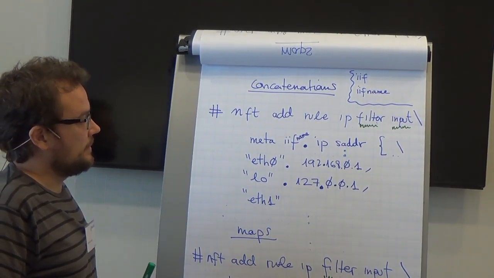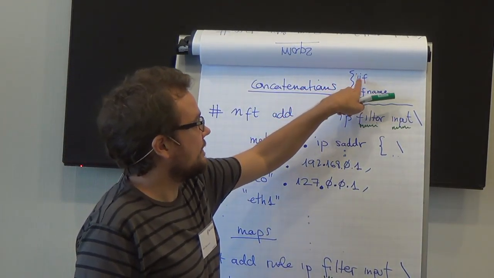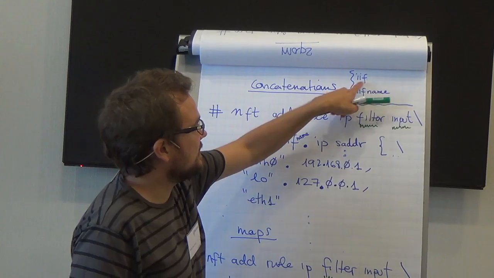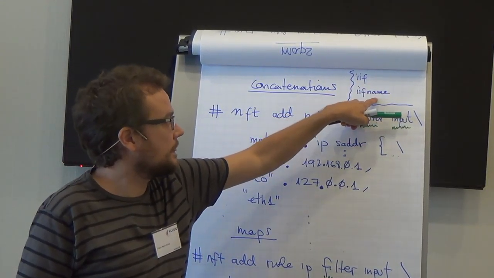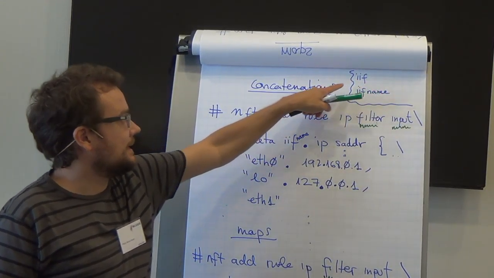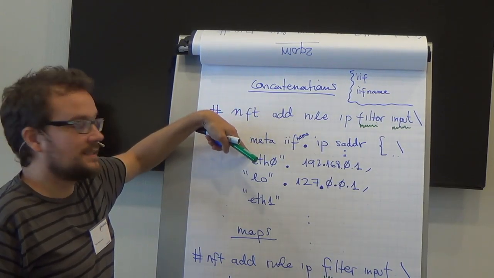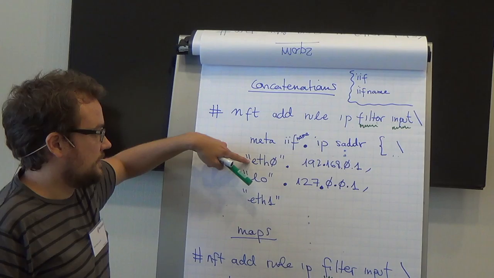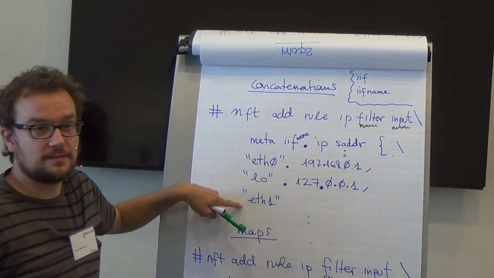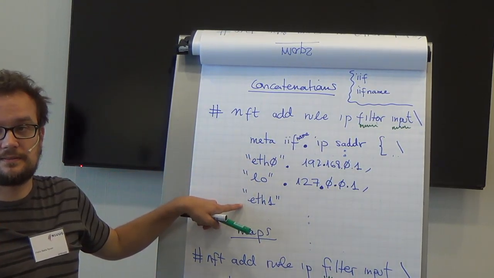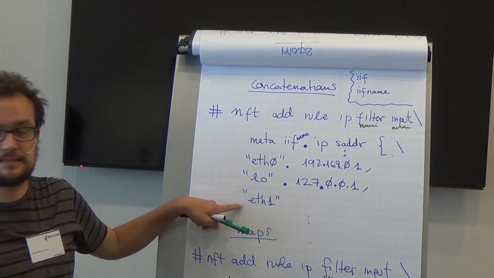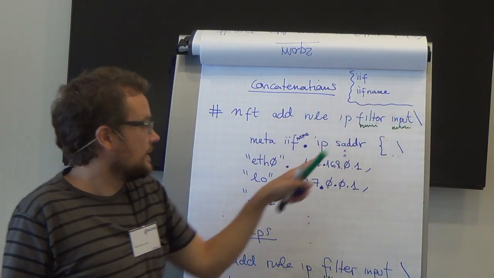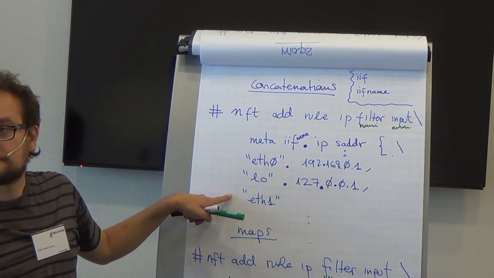But iif, input interface, not name, needs that the interface exists. So if you don't have eth0 and eth1, nft will tell you, okay, these interfaces don't exist. But iifname doesn't check that.